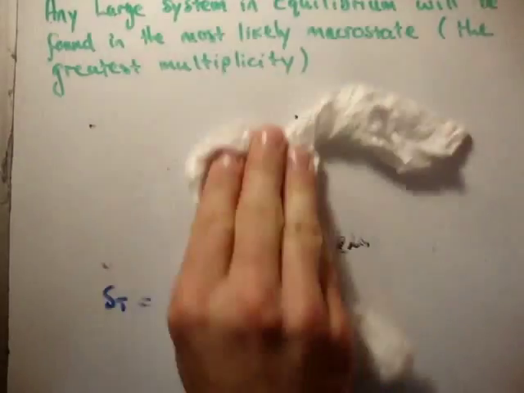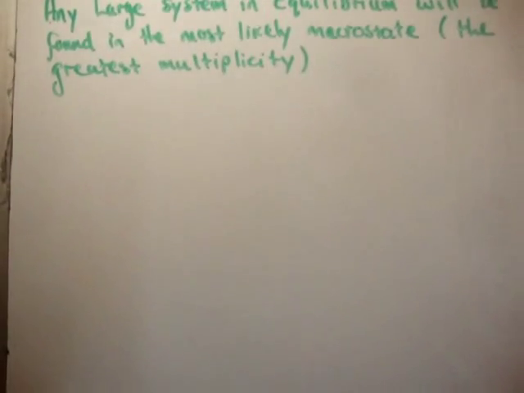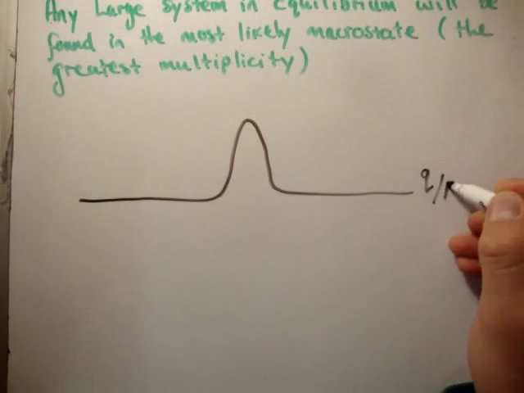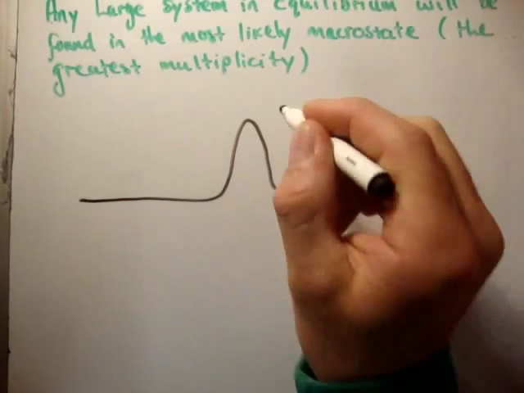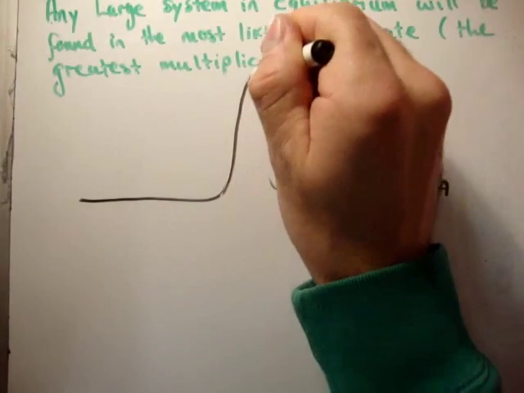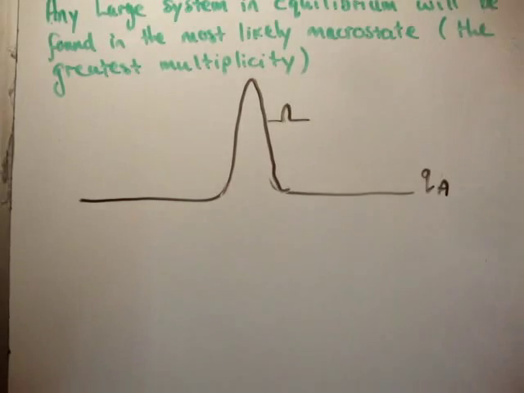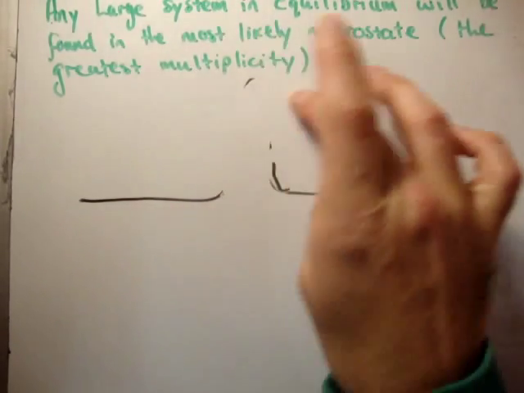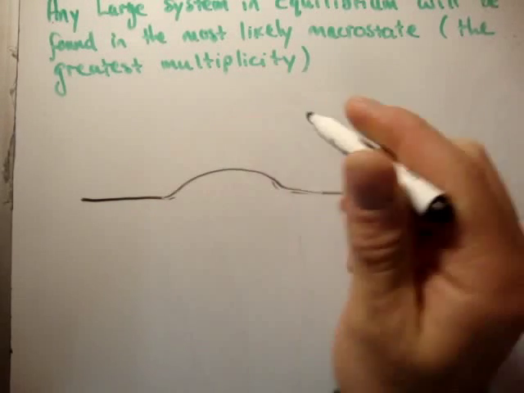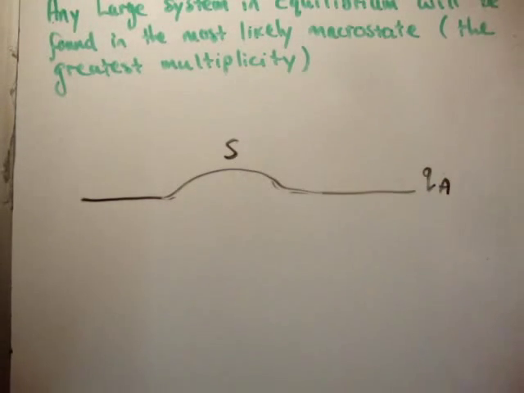So let's just try and explain that. Let's say when we plotted multiplicity versus energy, let's say we plotted Q sub A versus the total multiplicity, and this was in actual fact a ridiculously sharp peak like that. But when you take the natural logarithm of it, what we end up doing is smoothing it out. So you might get something that looks like that. So if you plot, for example, entropy versus energy, you mightn't get this particularly ridiculously pointy or sharp multiplicity function.